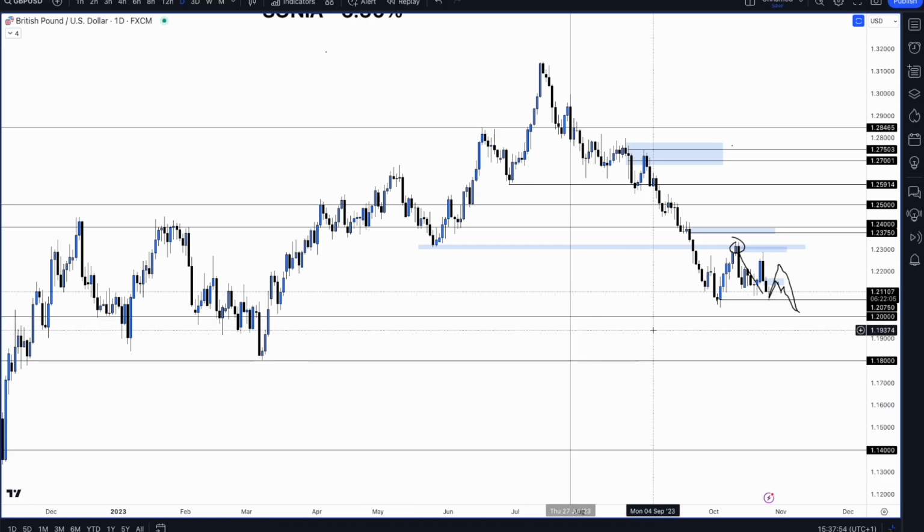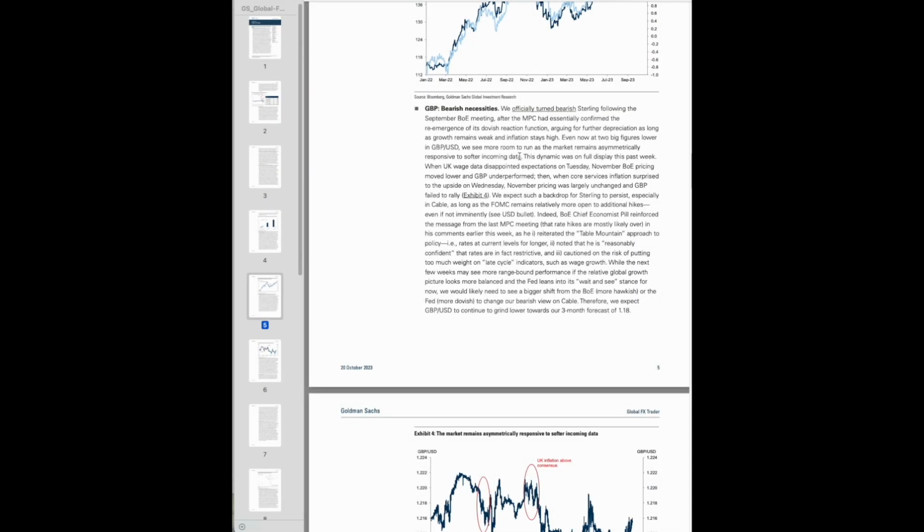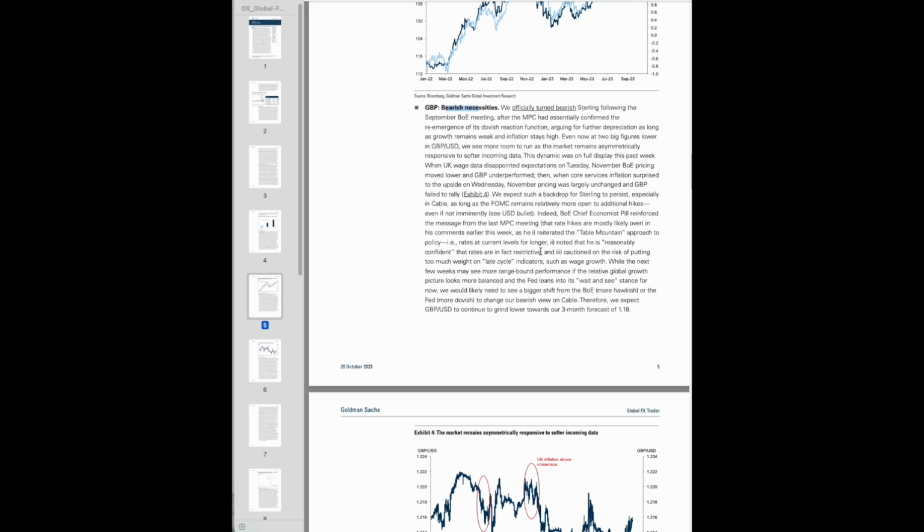Now, let me just actually show you their reasoning for that. So this is Goldman's FX stock they do weekly. And this is what they state here as bearish necessities. I've put this screenshot into the Telegram anyway. You're more than welcome to look at that. But as you can see here, they are bearish based on the Table Mountain effect of policy by the MPC. Table Mountain, what they're referring to there is obviously in Cape Town, where it's very flat. So holding rates to policy, holding levels for longer. Noted that he is reasonably confident that rates are in fact restrictive. And 3, cautioned on the risk of putting too much weight on late cycle indicators such as wage growth.